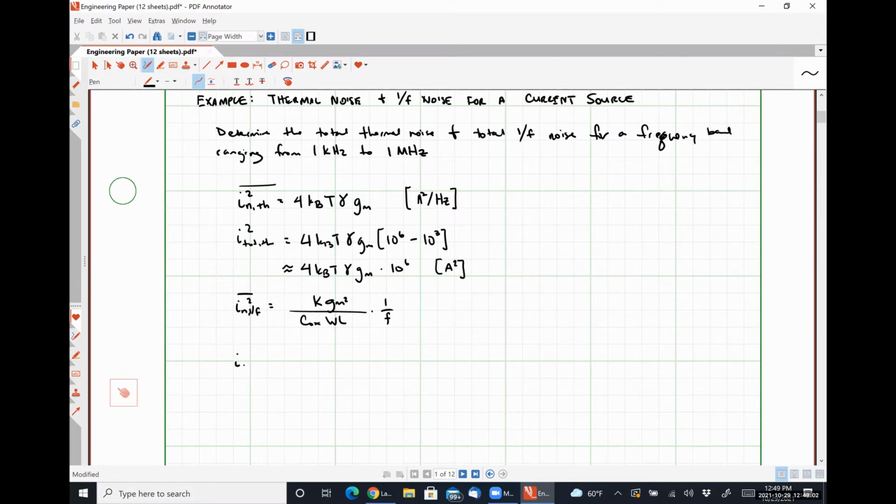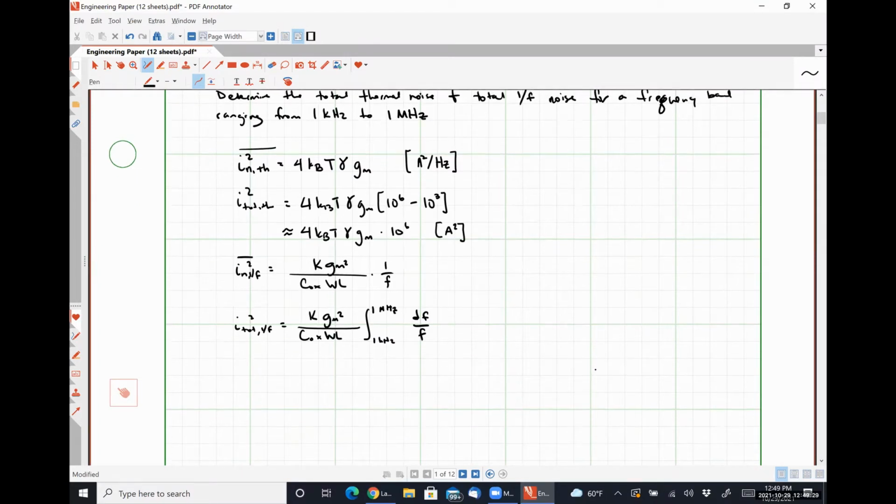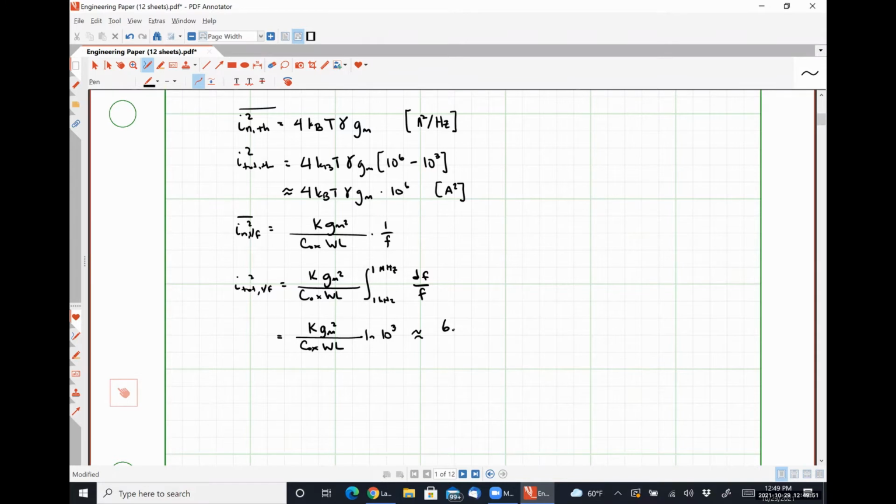So the total 1 over F noise is K Gm squared over Cox WL times the integral from 1 kilohertz to 1 megahertz of df over f, which is going to be the same as K Gm squared over Cox WL times the natural log of 10 to the 3, or approximately 6.91 K Gm squared divided by Cox WL.